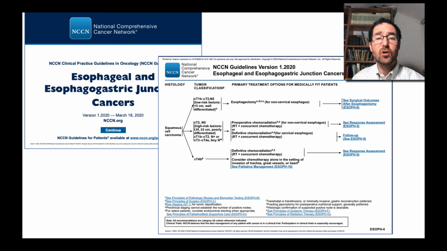All of their documents have the same design. They have this kind of flowchart. So in this flowchart, it says somebody with squamous cell carcinoma, it's an early stage, do an esophagectomy. It's a more advanced stage, and we recommend preoperative chemoradiation or definitive chemoradiation. And so it takes you through step by step, and it's got hyperlinks, and you can click on it, and it's really a very pleasurable resource to use.